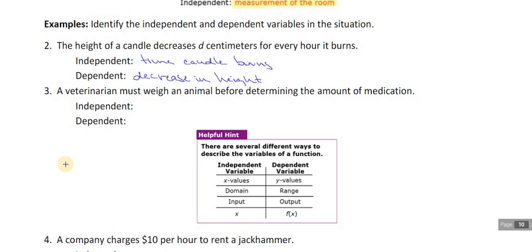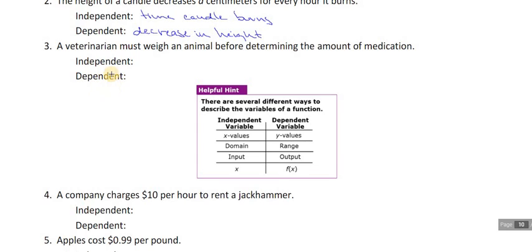Would they require the same amount of dosage of, say, flea and tick medication, where one is tiny and one is huge? Well, no, it's going to vary based on the size of the dog. So the amount of medication depends on the weight of the dog. So our dependent variable is the amount of medication, whereas the independent variable is the weight of the dog.